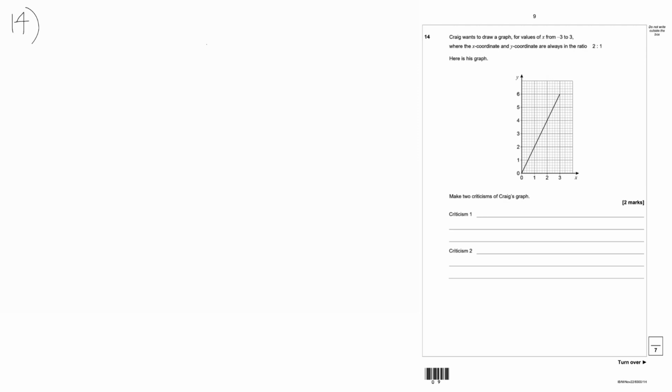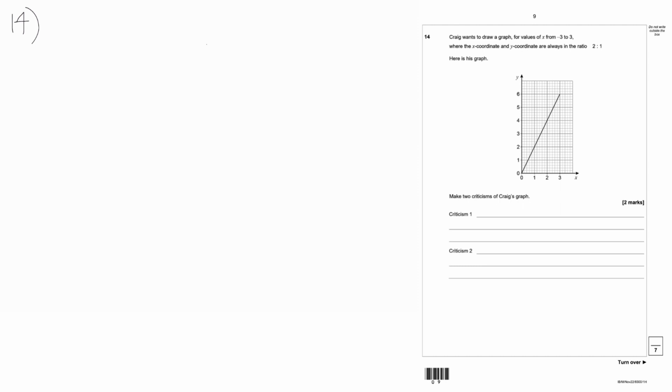So for question 14, we're told that Craig wants to draw a graph for values of x from -3 to 3, and where the x coordinate and y coordinate are always in the ratio 2 to 1. So this last point is referring to the gradient. So we know the gradient is the change in y over the change in x. So in this case, he'd want a constant gradient of a half, because for every 1 unit change in y, there'd be a 2 unit change in x, so 1 over 2.